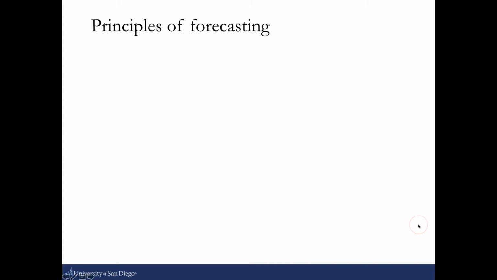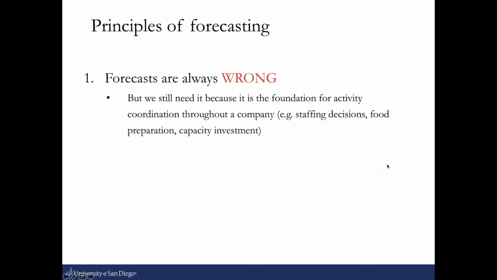Next, I would like to introduce to you the 3 basic principles of forecasting. First, forecasts are always wrong. Yes, forecasts are always wrong. If that is the case, then one might ask, why bother to do forecasting then? Well, we still need it because it is the foundation for activity coordination throughout a company.